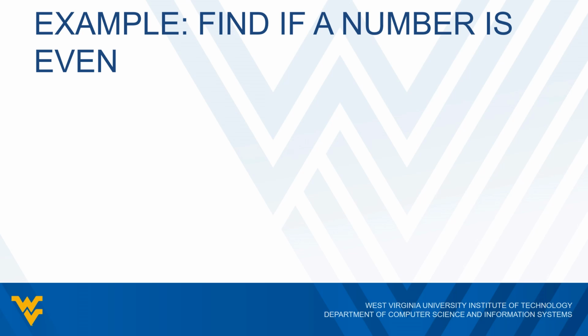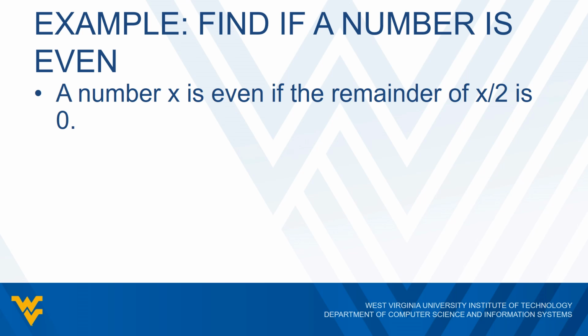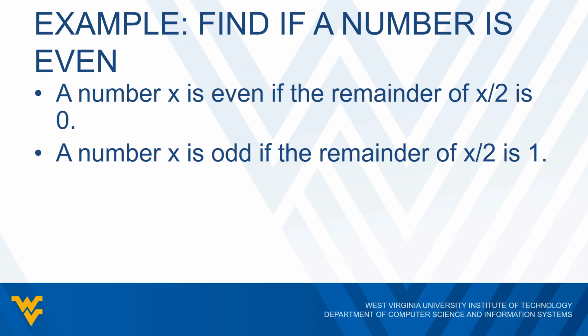Well, what we can do is say if we have some number which we'll denote as x, it's even if the remainder of x divided by 2 is 0. So we need to use the remainder to determine if a number is divisible by 2. So if its remainder is 0, the number is even. So that means a number is odd if the remainder of x divided by 2 is 1, which means x is not divisible by 2. So if a number is not divisible by 2, the only possible remainder is 1.